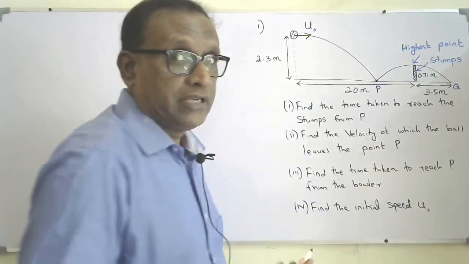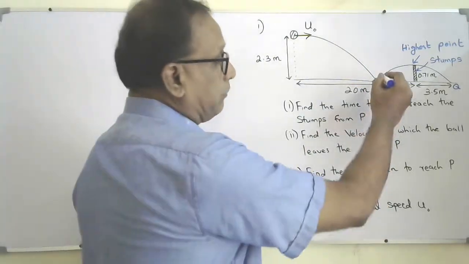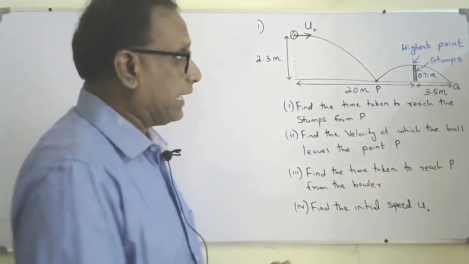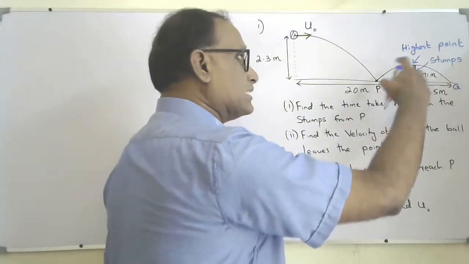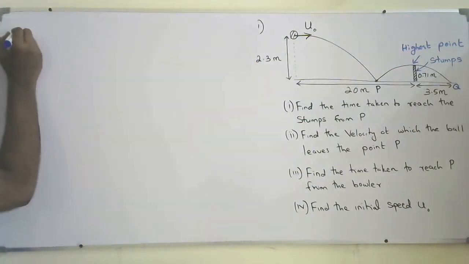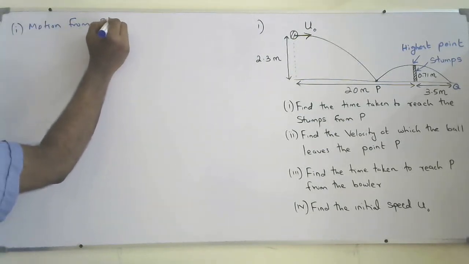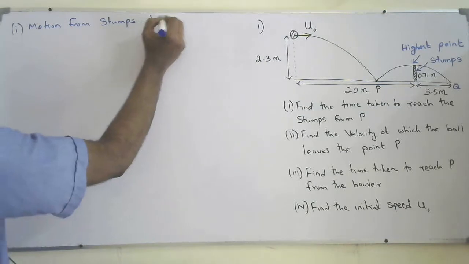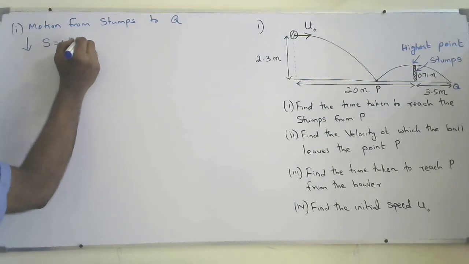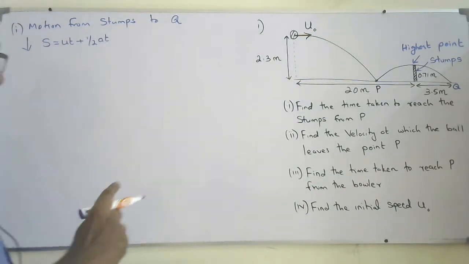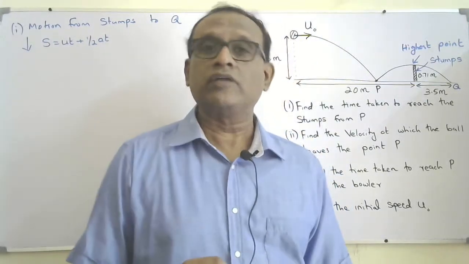We don't have any data about the time to reach the highest point from P. We don't know the velocity, we don't know the angle, nothing at P. So better, we will find the time taken to reach Q from the highest point, which will be the same as the time taken to reach the highest point from P. So first, I'll consider the motion from the stumps to point Q, in the downward direction. I'm going to use S equals ut plus half at squared. Since it's passing over the stumps at its highest point, the velocity will be in the horizontal direction and the vertical component will be equal to 0.